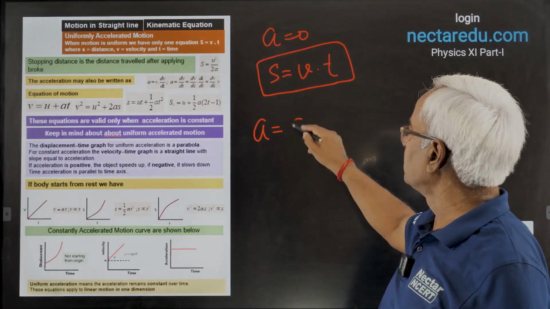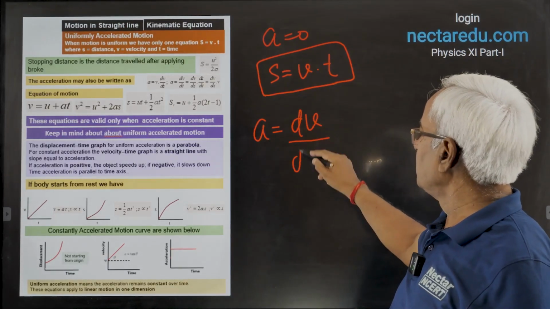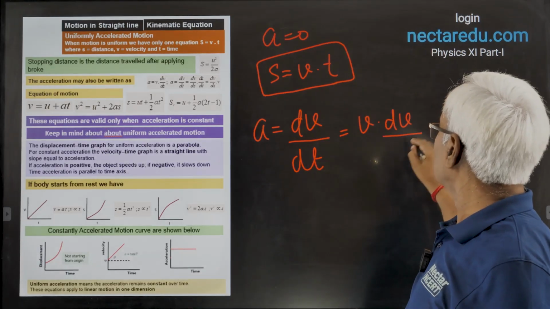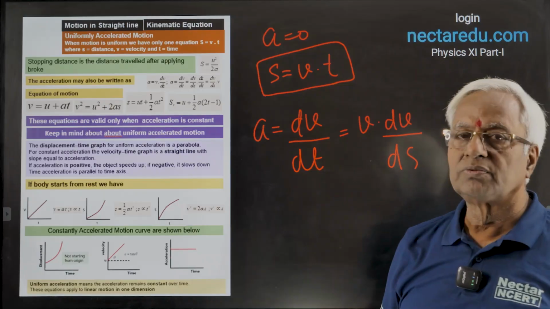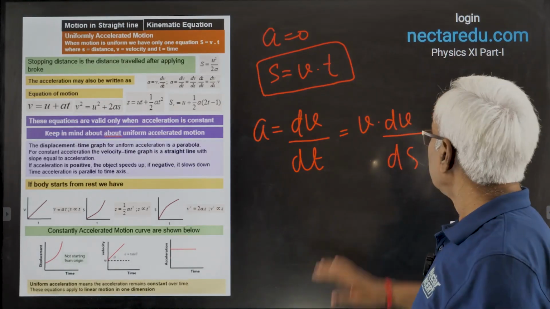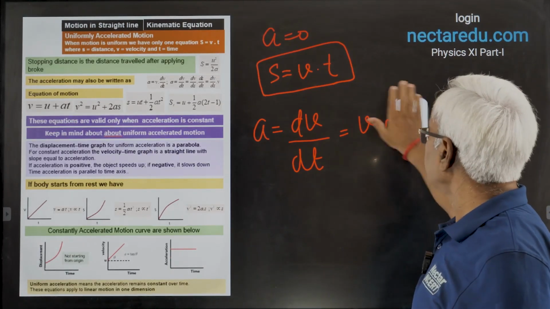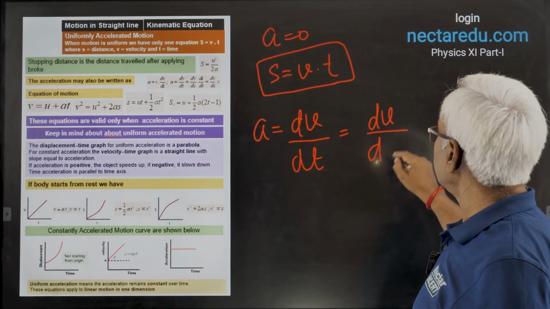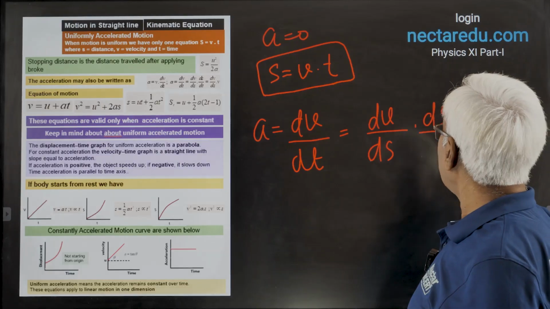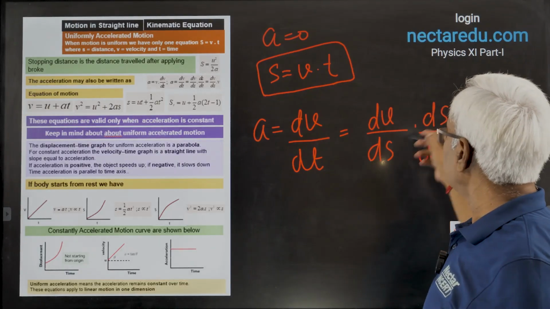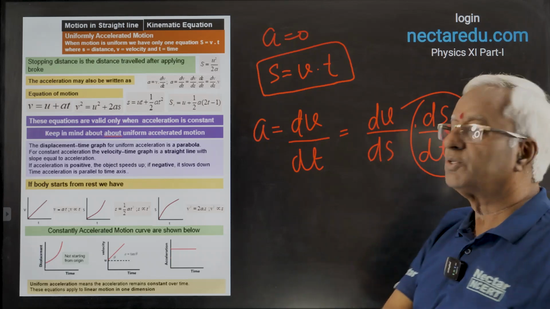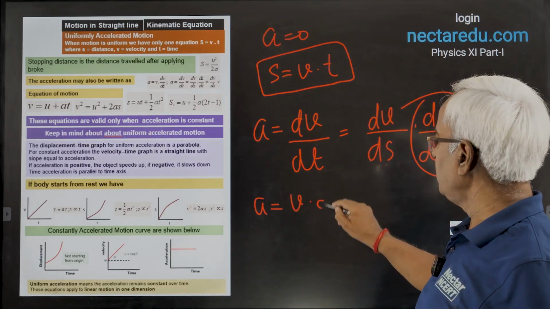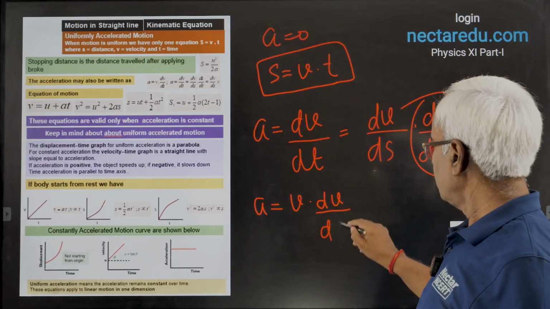If there is acceleration, what is acceleration? Let me revise it first. You know, this is the rate of change in velocity, but this might be written this way also. How is it possible? You see, in one step you can manage this. This is dv upon ds. I have multiplied and divided by ds. What is this? This is v.